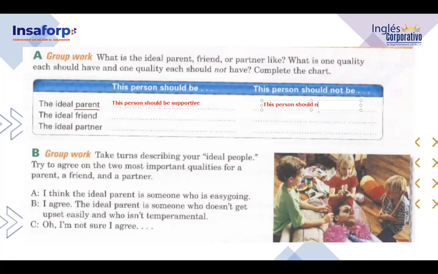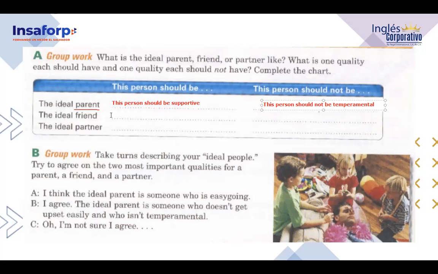Should not be egoistic, temperamental. All right, the one you prefer. Remember, there is no correct or incorrect answer. It's your opinion, right? Your opinion doesn't have to be the same as mine or somebody else's opinion, right? Let's talk about friends right now.